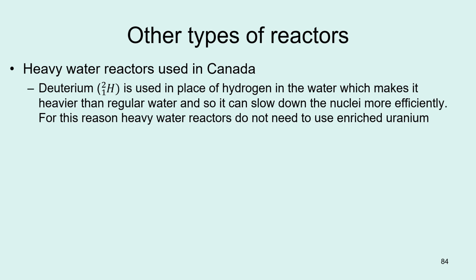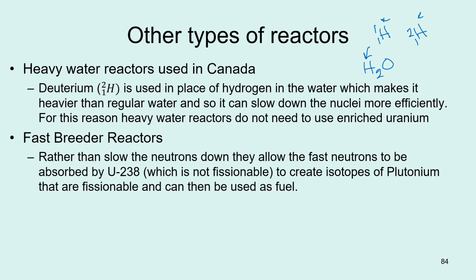Heavy water is H2O, it's water, but instead of using hydrogen-1 with no neutrons, they use hydrogen-2, which has 1 proton and 1 neutron. So that's heavy because deuterium is twice the mass of regular hydrogen. And so this heavy water can slow down the nuclei more efficiently, and so they don't need the enriched uranium. And then there's also something called fast breeder reactors.